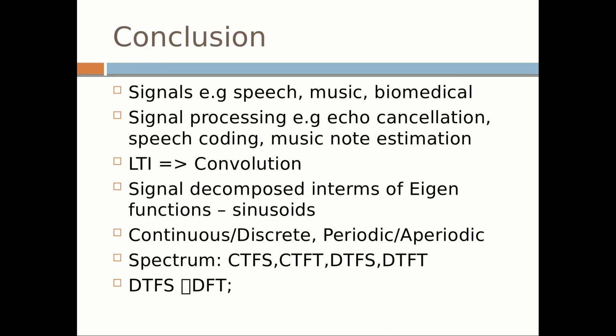So in this video, we have discussed signals and systems with a few examples. We have also seen how convolution arises as a consequence of LTI systems. We have also learned about eigenfunctions and how expressing signals as sinusoids helps us. We have also seen continuous and discrete signals, and periodic and aperiodic signals. We have seen different types of spectrums like CTFS, CTFT, DTFS and DTFT of signals. We have also discussed the relationship between CTFS and CTFT, and DTFS and DFT.